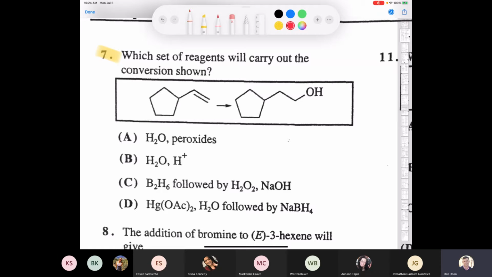Right, I think that we can all agree that this is an anti-Markovnikov addition. So we're going to use step 1. This is B2H6, that's called diborane. It's the exact same thing as using borane and THF. And then the second step is peroxides followed by sodium hydroxide. So just a regular old hydroboration oxidation, which is an anti-Markovnikov addition of water across a double bond.